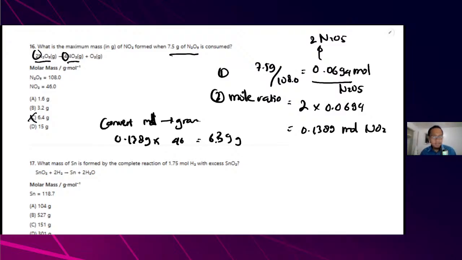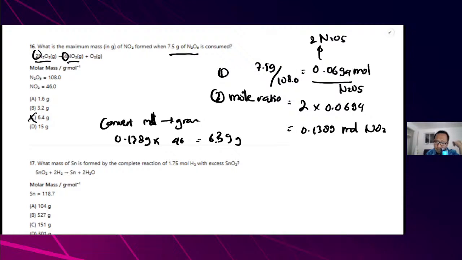All right, so now we are moving on to another question. Question number 17, mass of tin produced. What mass of tin is formed by the complete reaction of 1.75 mole hydrogen with excess tin dioxide? From here, it's still the same.